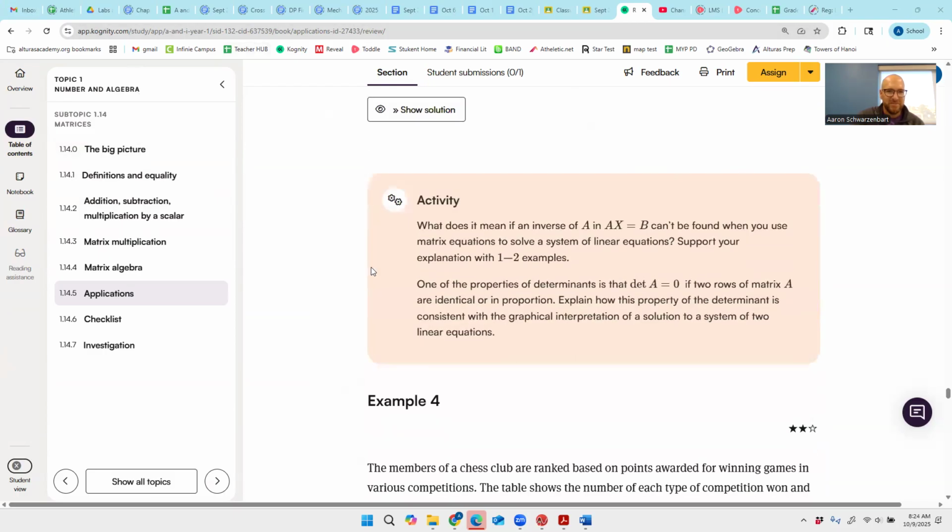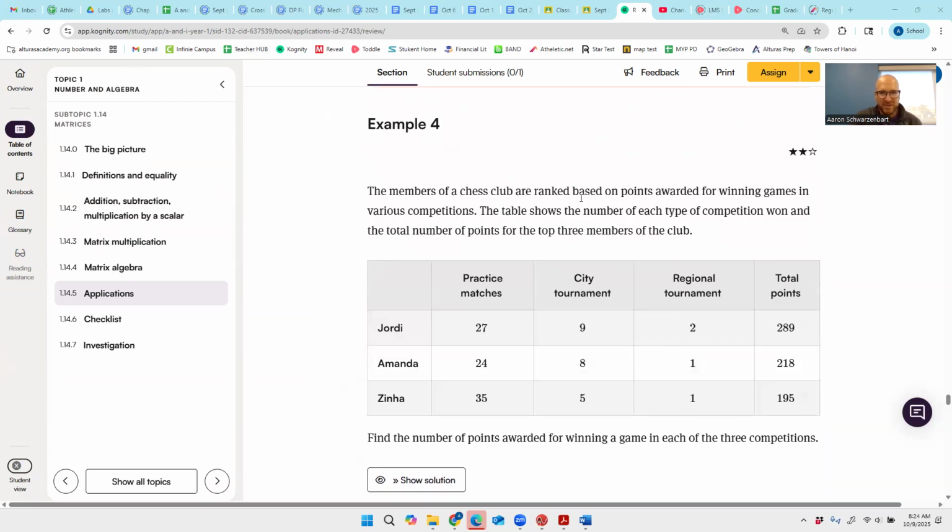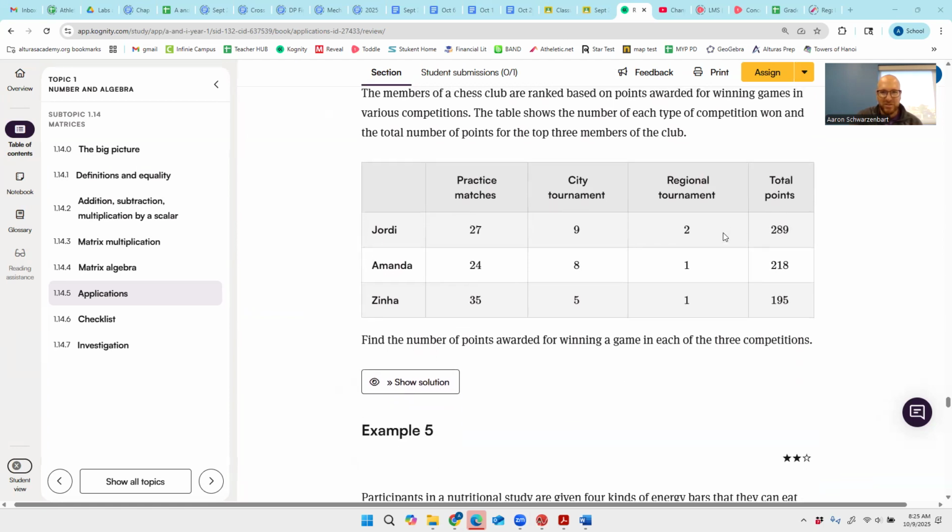So here we have the members of a chess club are ranked on points awarded for winning at various competitions. The table shows the number of each type of competition won and the total number of points. Find the number of points awarded for winning a game in each of the 3 competitions. So, first thing we're going to want to do is put that into a matrix.